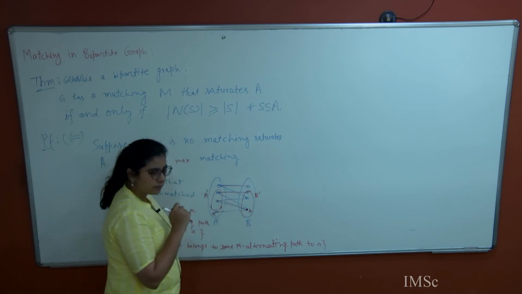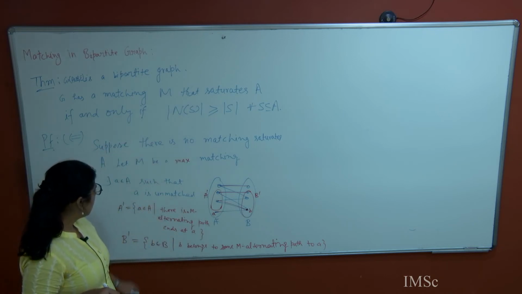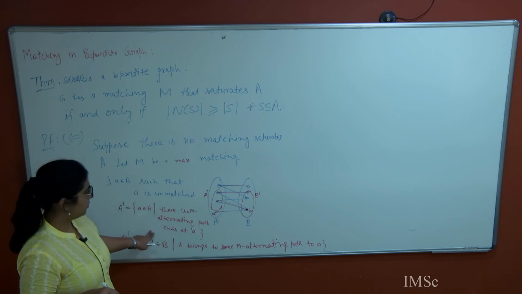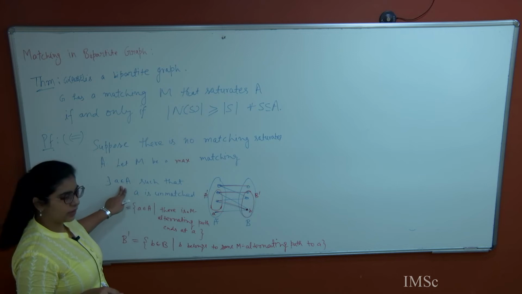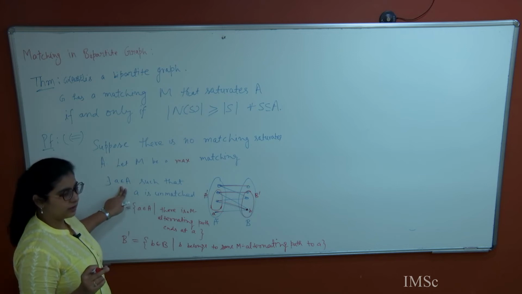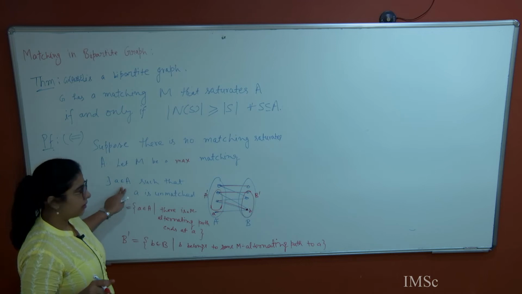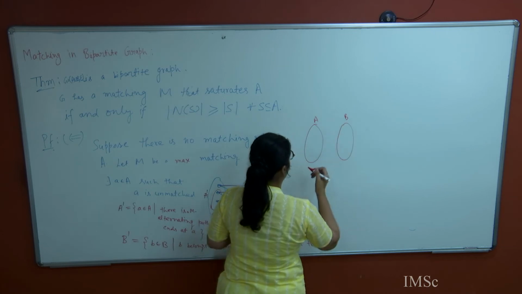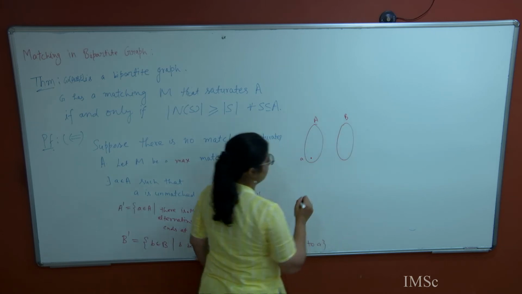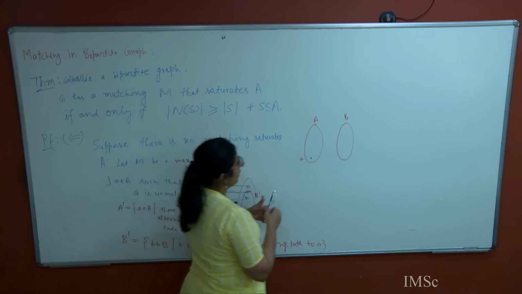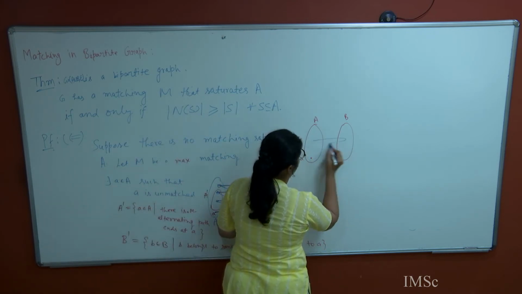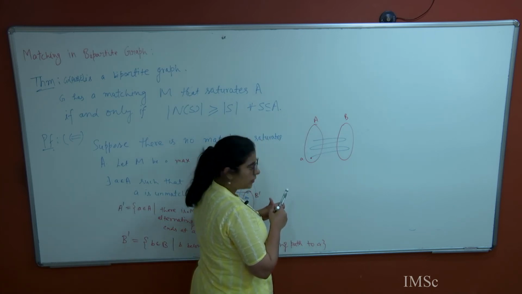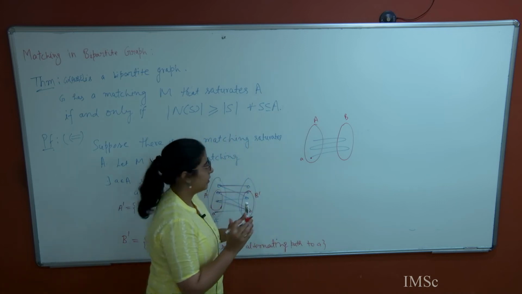Wait one second. How do you define A prime to be this? A prime, if there is some M alternating path and set A. And what is A? A is that we started with some unmatched vertex. So I am just looking at alternating paths coming to A. Then how do you define those vertices in A prime? Those that are in that alternating path.